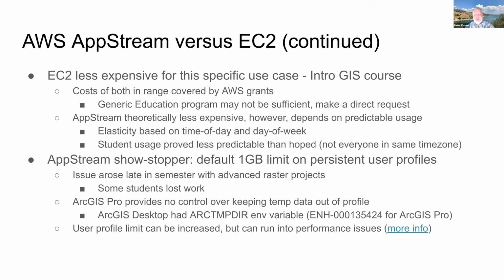You can increase the user profile limit, but this potentially runs into other performance issues, and there's a link there to Amazon explaining this. But hopefully, if we can get that environment variable in there, then that'll take care of this problem for AppStream. Or if you're using it for situations like a course like this, if you remind your users not to build up a lot of temp layers, or design your exercises that way, that can help as well.